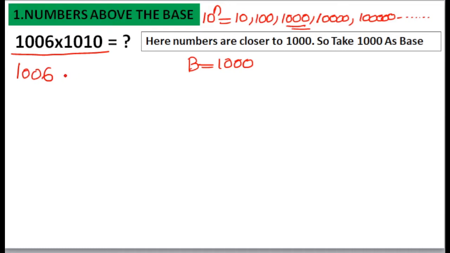Here you will write like this. 1006 is how much greater than 1000? It is 6 greater than 1000. And 1010, how much greater than 1000? It is 10 greater than 1000.